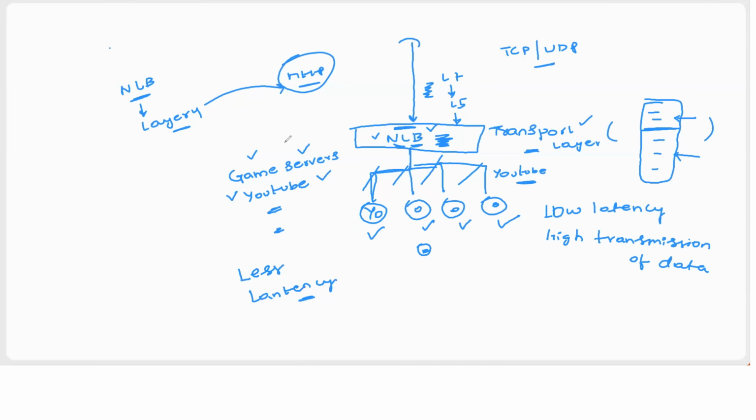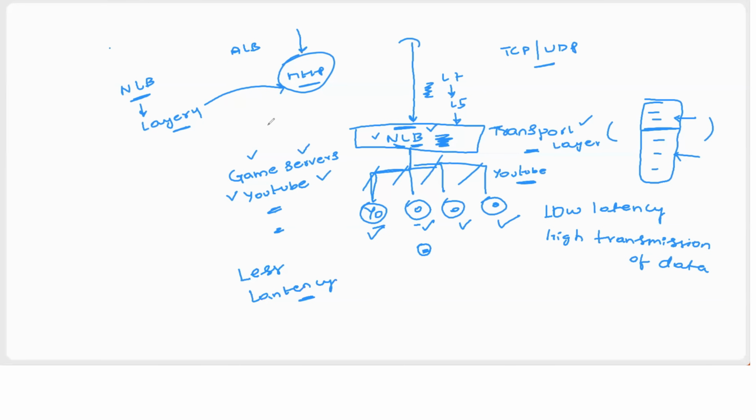So I hope this is clear on when to use ALB and when to use NLB. So in your organization, let's say there are application servers, let's say there are web servers, where you don't want to intercept the request on the HTTP layer and you want high transmission, you don't want any kind of delay, then go for network load balancer.